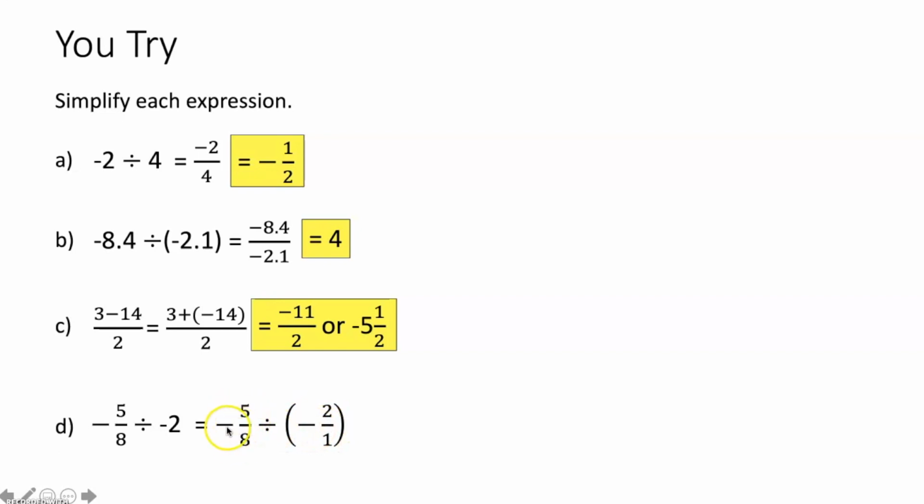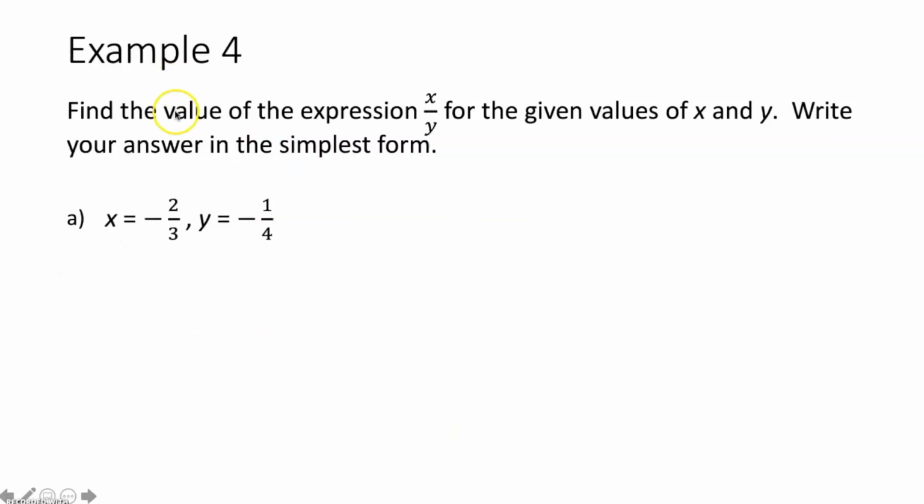So our first number is going to stay the same. It's still going to be negative 5/8. The division sign we're going to change to multiplication, and then we're going to take the reciprocal of negative 2 over 1, which becomes negative 1/2. Now all we have to do is multiply the numerators together and denominators together, so we end up getting 5 over 16. And since we're multiplying two numbers together that have the same sign, our product, our answer, is going to be positive.